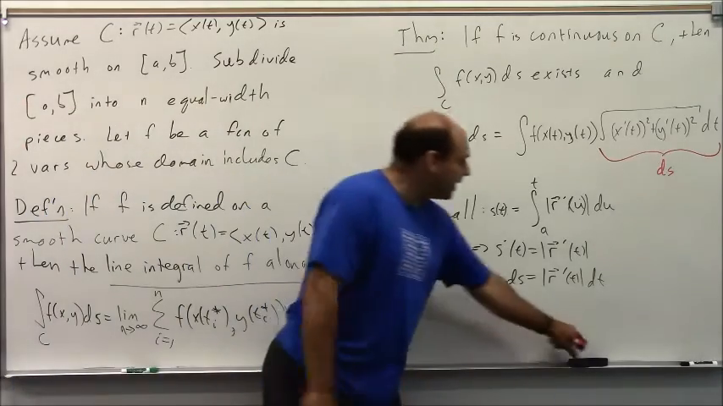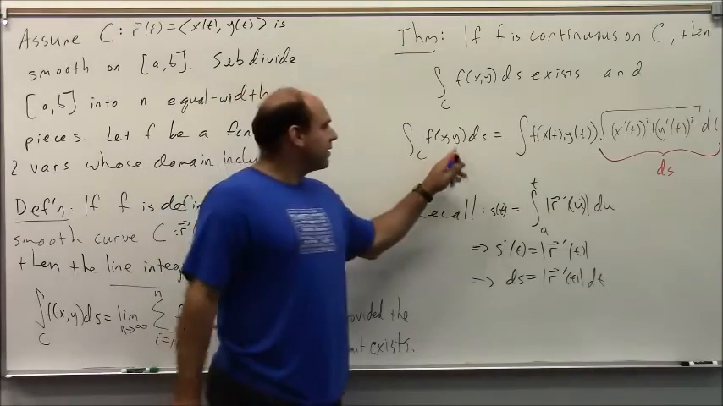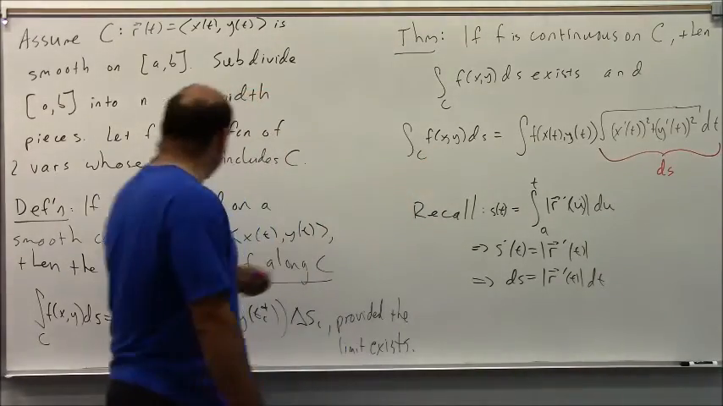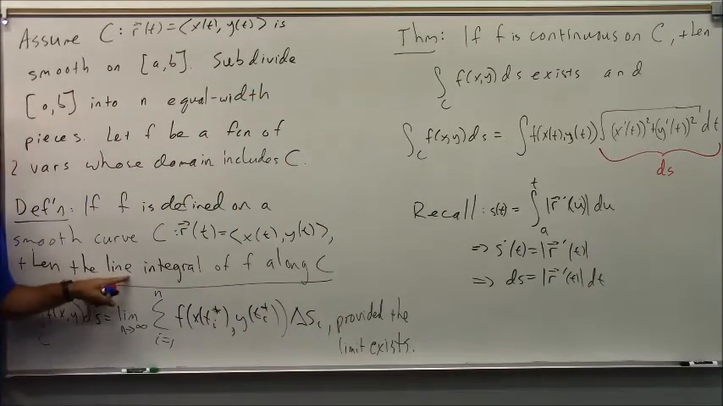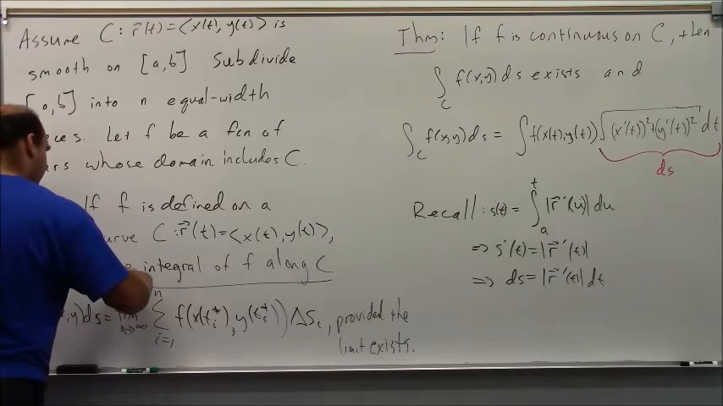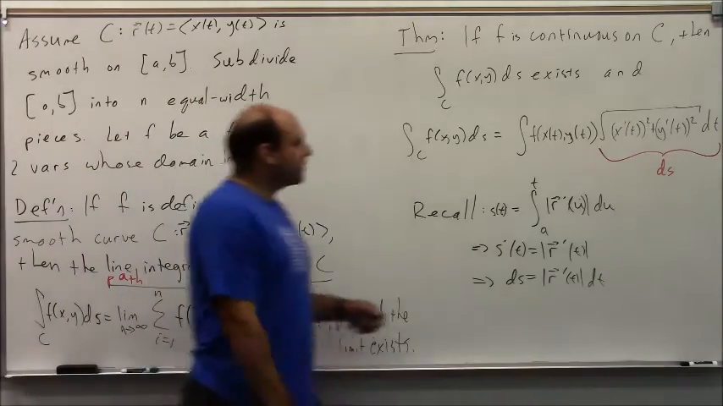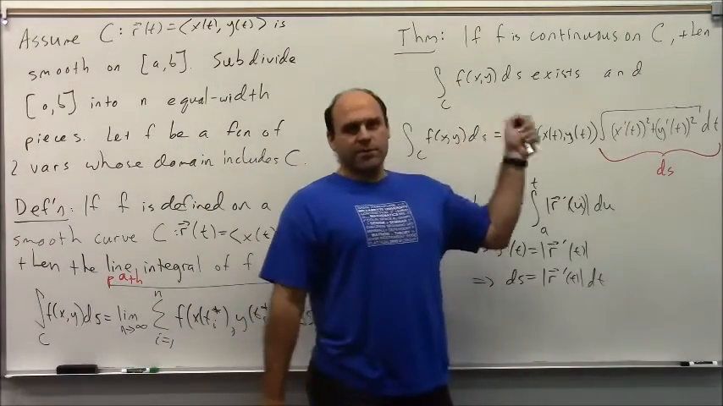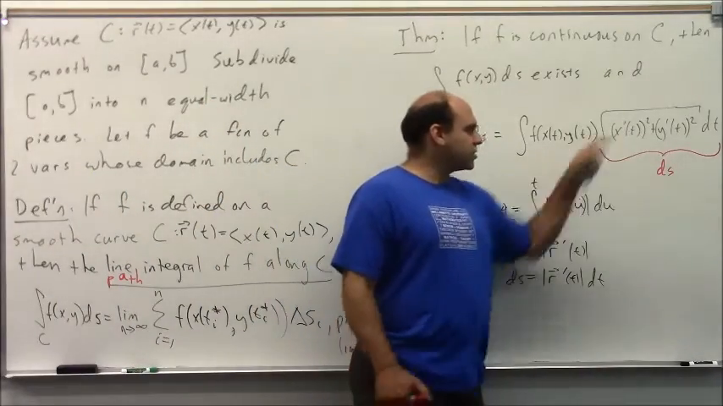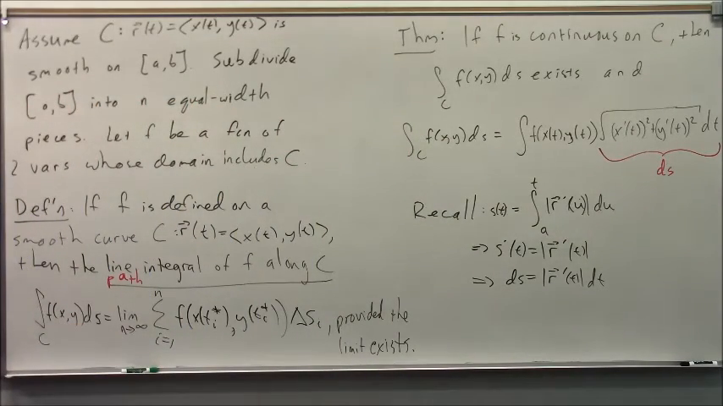All right, so that's the ds. That's great. That gives us a way to evaluate these path integrals or line integrals. So I defined a line integral. I will also call it a path integral sometimes. That's the same thing. So we have a way to evaluate these path integrals without having to reparameterize in terms of arc length. We can just use the original parameterization in terms of t, and then compute the ds and go. So let's try this out.